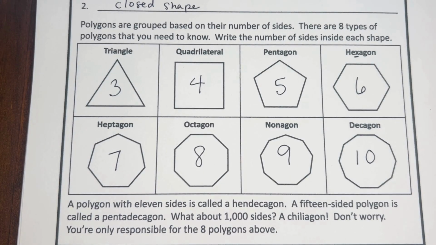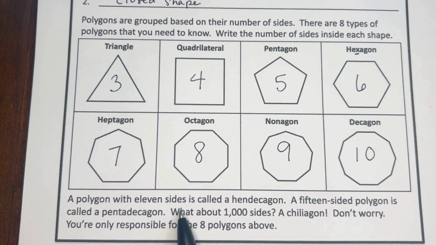But did you know that they don't stop here? They keep on going. For example, a polygon with 11 sides is called a hendecagon. A 15-sided polygon is called a pentadecagon. There's even a name for a shape with 1,000 sides. It's called a kiliogon. But don't worry, you are only responsible for these 8 polygons.